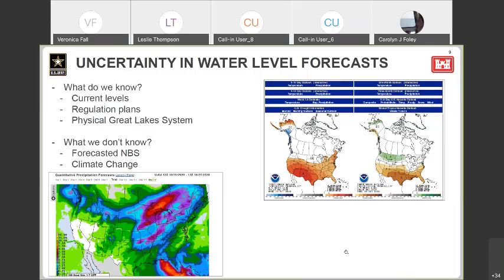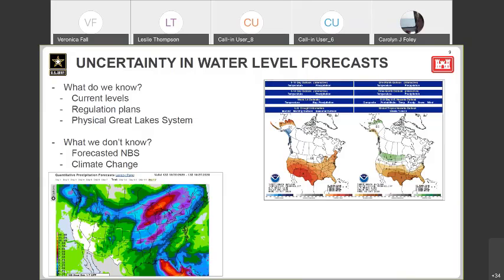to expect really wet, really dry, or other conditions. And then certainly when we start looking even further on, people want to know, well, what is climate change going to tell us about the Great Lakes? That's even more difficult at this point. Although there's ongoing research, there's not a clear signal one way or the other.